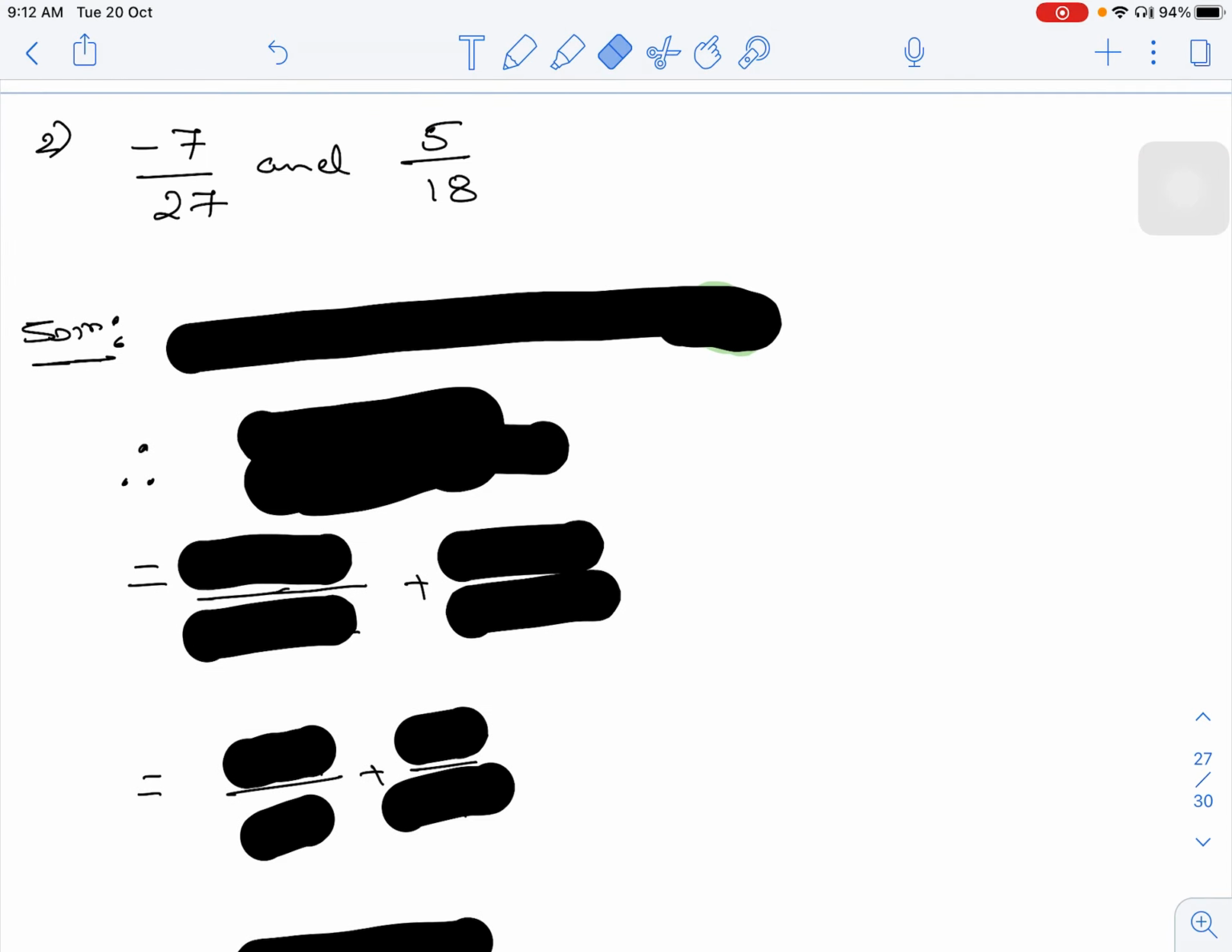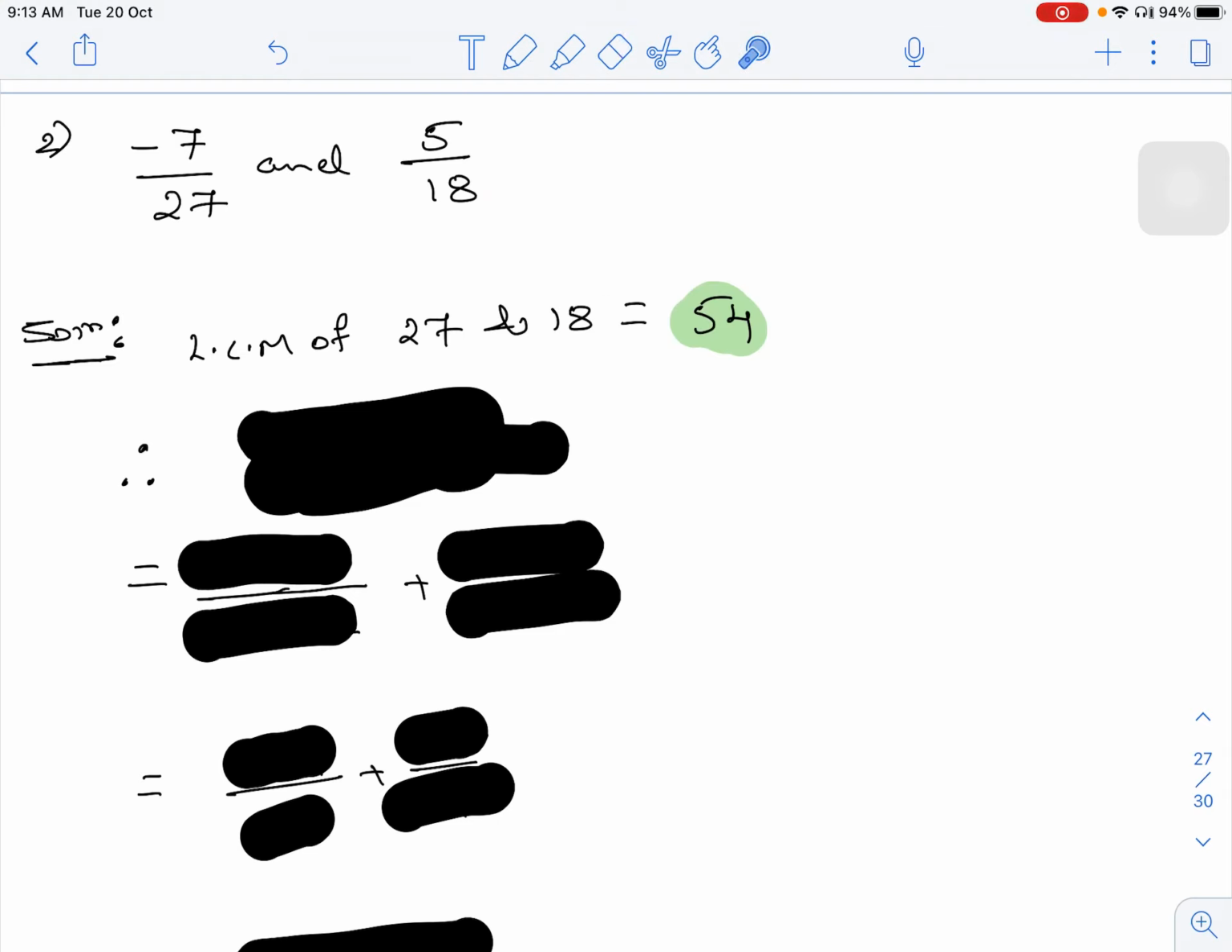Now here in this example we have to add minus 7 upon 27 and 5 upon 18. Here it can be seen that both the numbers have different denominators. So the very first thing is that we have to make these denominators the same. And how to make them the same? We have to find the LCM of the two denominators. So the LCM of 27 and 18 is how much? 54.